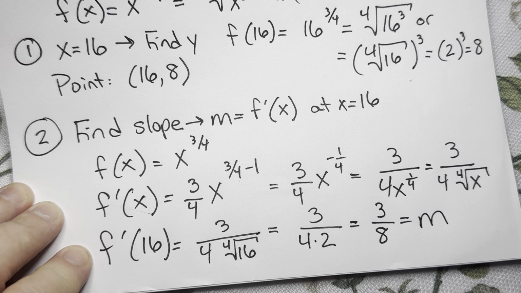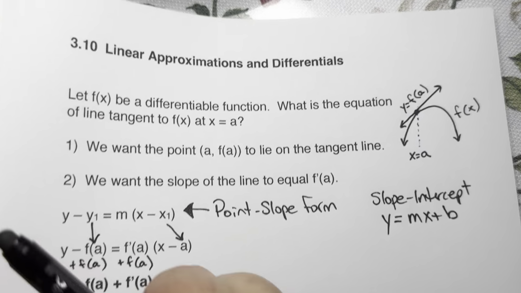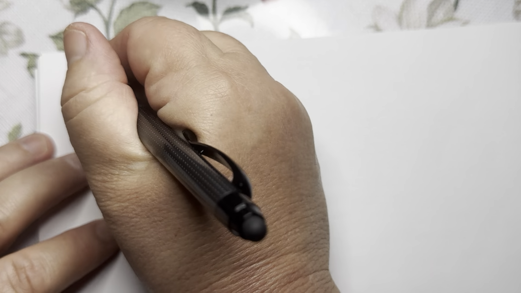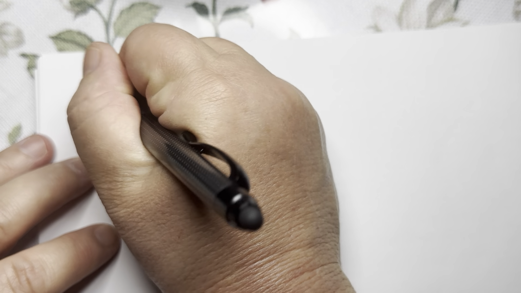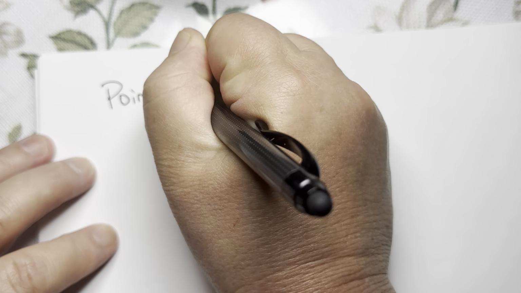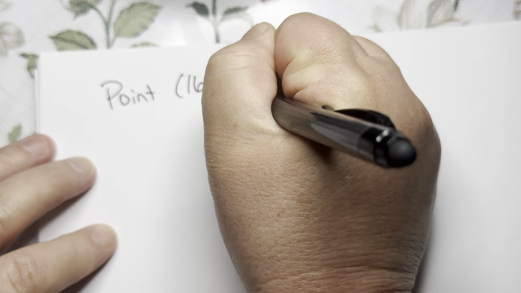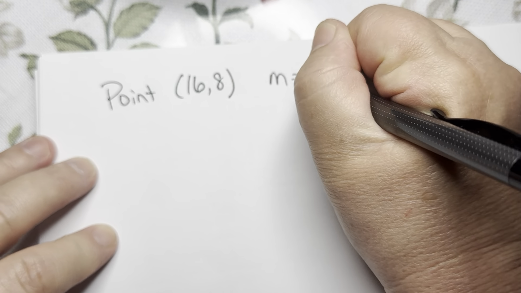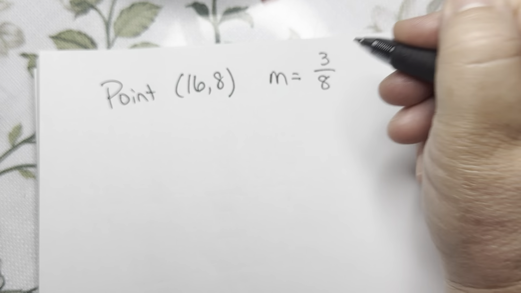So you're going to go through these 2 steps every time you want to linearize, or find the linearization of f. At this value, you're going to find the point and the slope. Now I'm going to go to the next page because I've run out of space. So then, just to review, I've got the point 16, 8, and I've got the slope, which is 3/8.